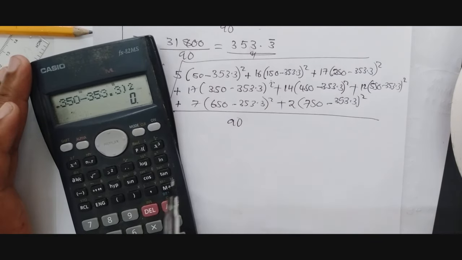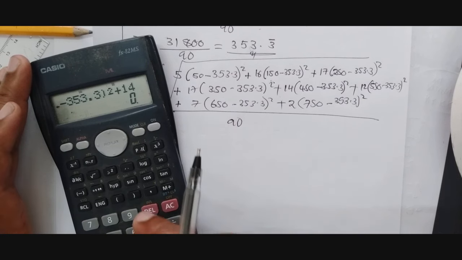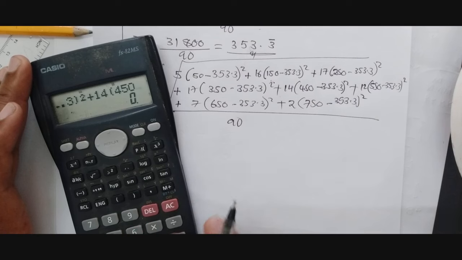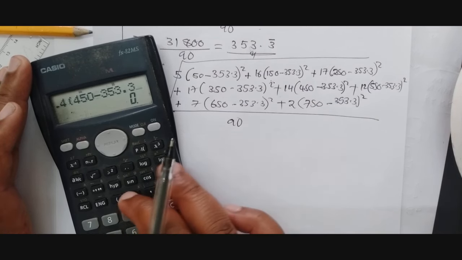Alright, so take note. Okay, so he said 350 minus 353.3, you square. Then you go to the next one. It's plus 14. So you do that. 450 minus 353.3, you square. Alright?